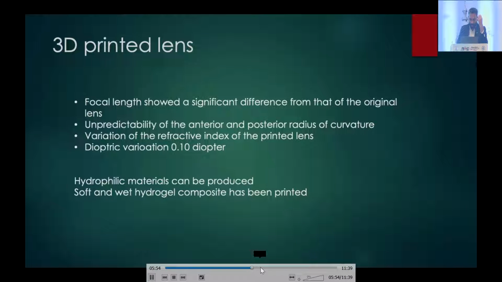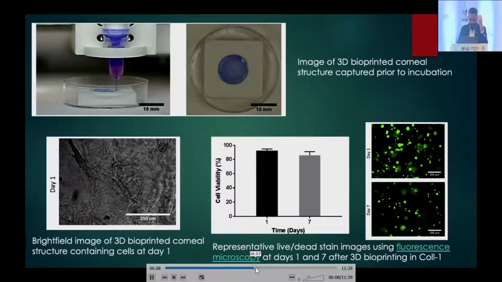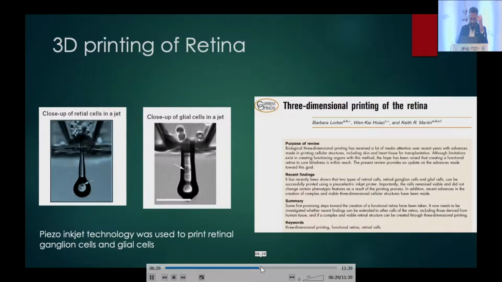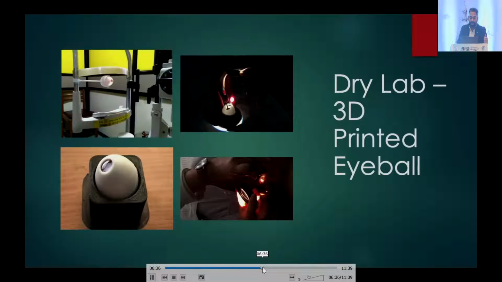So there are a lot of other things which we can do, but because of want of time, we'll go through the 3D printed things which we have done in our setups. There are even 3D printed cornea and retina which we have just started. This is a 3D printed eyedropper helper which we have done in Arvind Eye Hospital. And this is also a dry lab 3D printed eyeball where you can use it for indirect ophthalmoscopy.